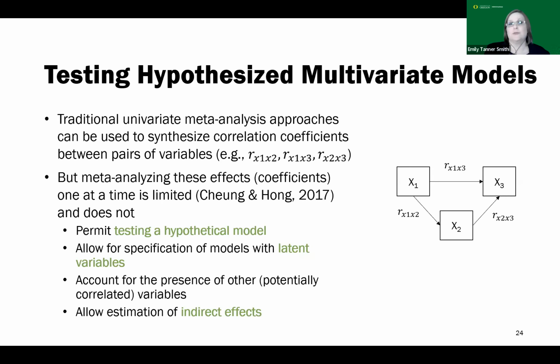Now, we could do this, of course, doing these three separate meta-analyses, looking at pairs of correlations one at a time, but that approach is incredibly limited, because it doesn't respect and capitalize on the multivariate nature of these kinds of data. So for instance, if we were interested in testing a hypothesized model about how these three variables might relate, maybe some indirect or mediational pathways as shown on this diagram, well, if we use that naive approach, that doesn't allow us to test such a hypothesized model.